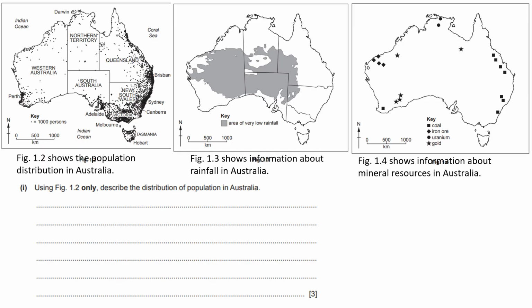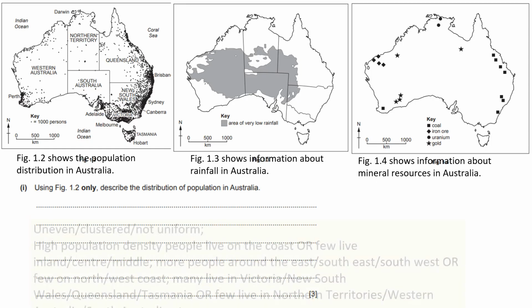So it's unevenly distributed. Now, you bring in your relative location, your cardinal points, the north, south, west, and east. Within the eastern region and the southeastern region here, you find out that those areas are densely populated. The central region and the northern region of Australia are sparsely populated. Then you can begin to mention certain areas like Queensland, Brisbane, Victoria, all those areas that are close to the sea tend to be densely populated. That's it, you get your full 3 marks.